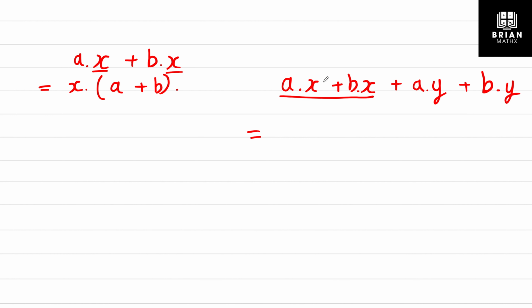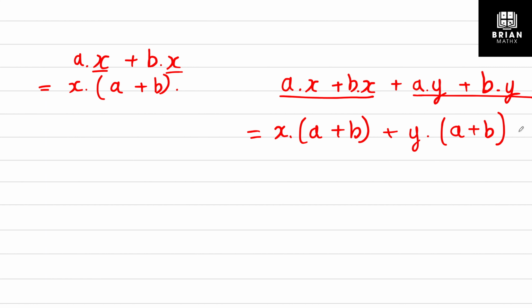Look at the first two terms. You have AX plus BX, so you can easily figure out the common factor is X. You take X outside the bracket, and inside the bracket you get A plus B. And the last two terms, AY plus BY. Y is the common factor. We take Y outside the bracket, and inside the bracket the first term has A left, and the second term has B left. So that's why I get this form.